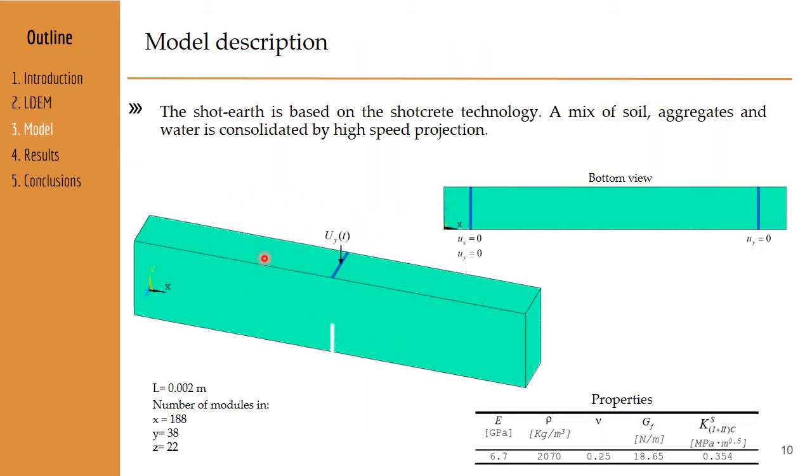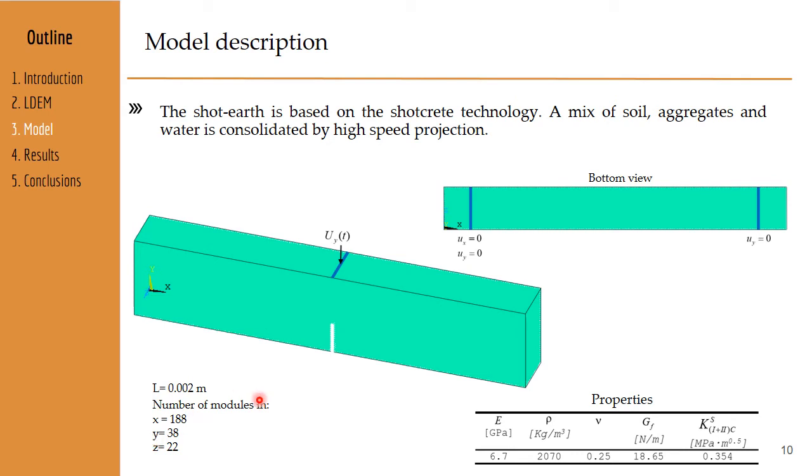Here are the models simulated in the LDEM and the boundary conditions. On the left side, we have the restriction in the X and Y directions, and on the right side, we have the restriction in the Y direction, and in the middle of the model a prescribed displacement is applied in the vertical direction. The size of the cubic element used in the discretization is given in millimeters, and here are the number of elements in the three coordinate directions.